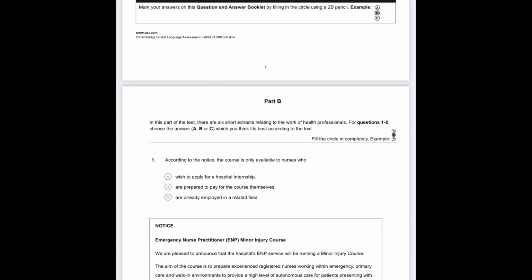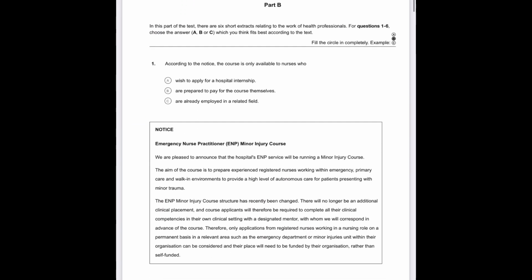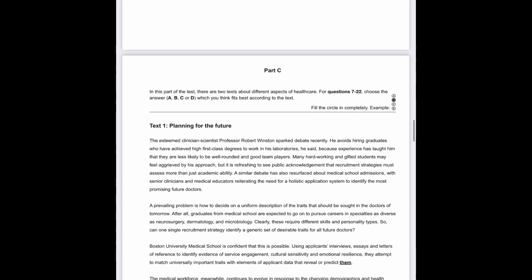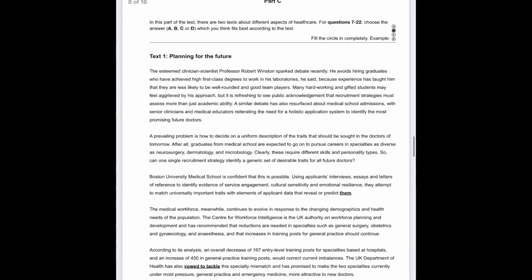Yes. So this is how you approach questions in reading part B. There are 6 questions in reading part B, and reading part C will have 16 questions. So 7 to 22, 16 questions. There are 2 texts. Each text will have 8 questions following it, and the text is slightly long. Please don't make the mistake of reading the text first.